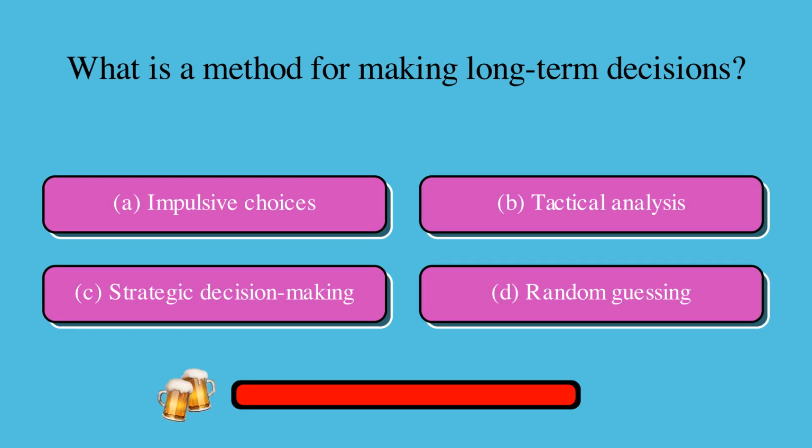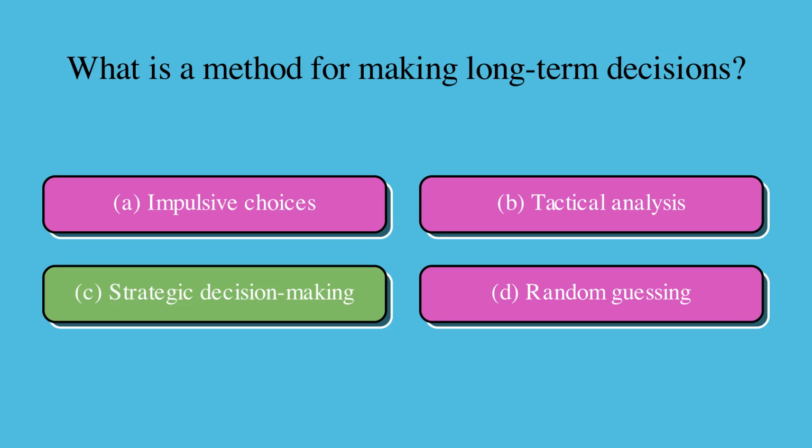What is a method for making long-term decisions? Is it A, impulsive choices, B, tactical analysis, C, strategic decision-making, or D, random guessing? The correct answer is C, strategic decision-making.